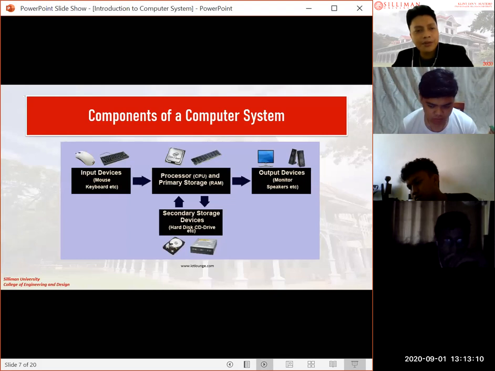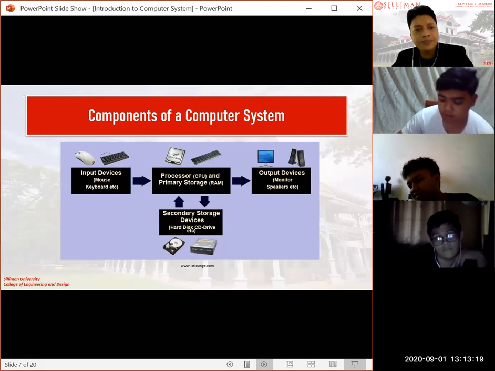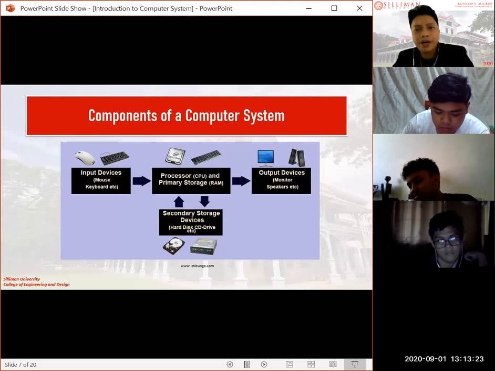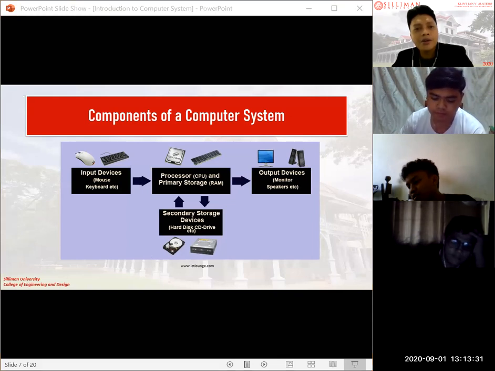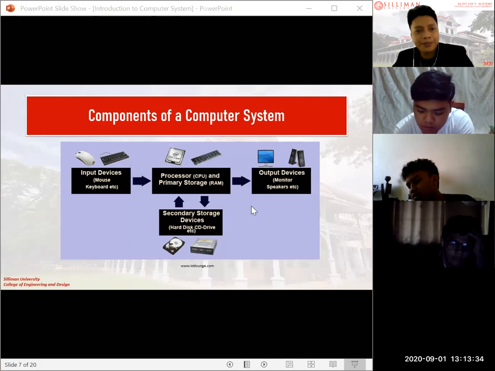So here is an example of the components of a computer system. There is an input device, like the mouse and keyboard. Then it goes through the processing unit, your CPU, and goes into your RAM. Then it goes to the secondary storage if you want to save your file information, and goes into the output devices, for example your monitors and speakers.